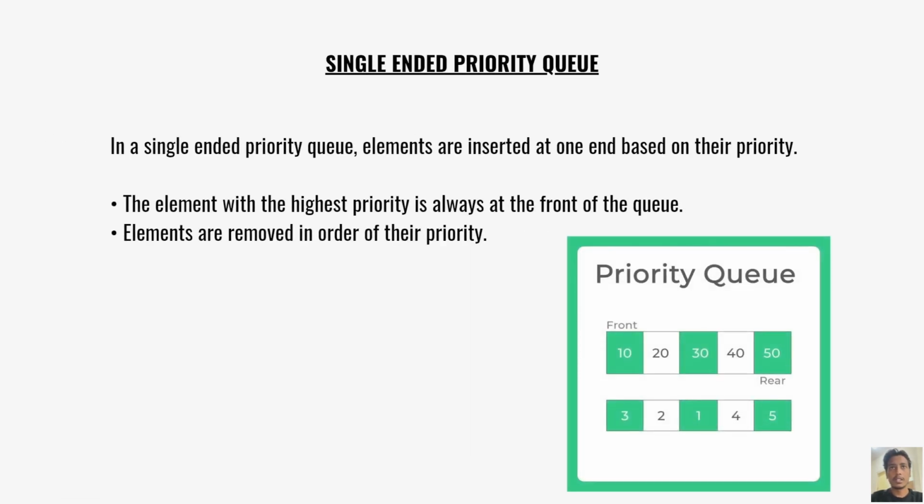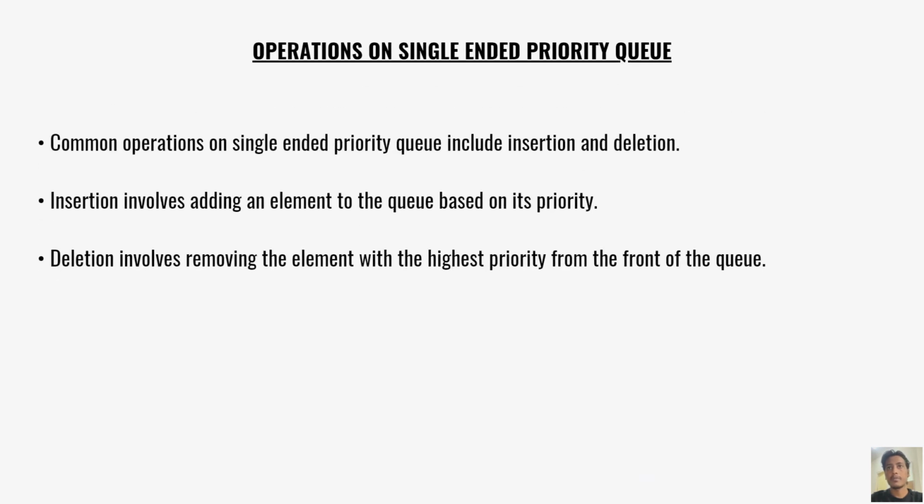We will look at the single-end priority queue. In a single-ended priority queue, elements are inserted at one end, basically based on their priority. The element with the highest priority is always at the front of the queue. Elements are removed in order of their priority, as you can see in the diagram.